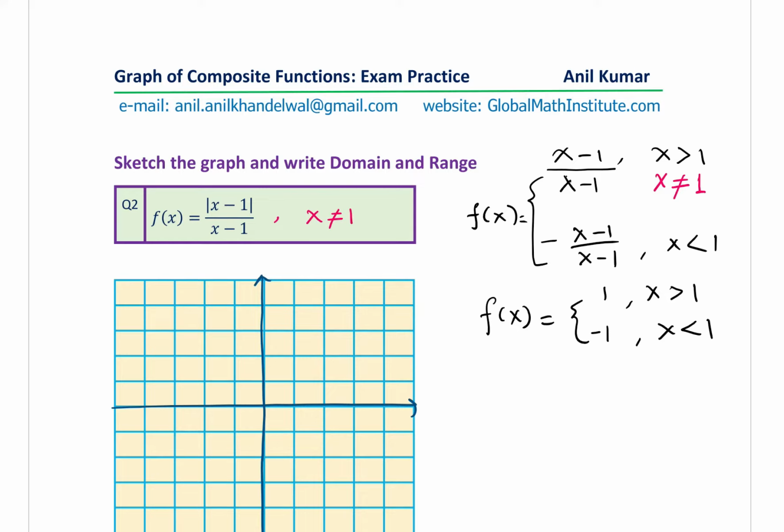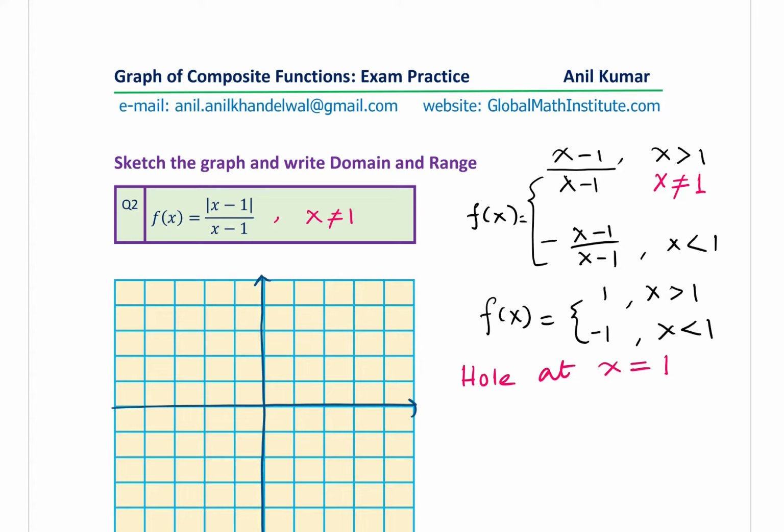Now what happens at 1 then? Well, in this particular case, these values cancel, right? So when you get plus 1 and minus 1, since the factors are cancelling, we have a hole at x equals 1. Clearly, right? Now, when you sketch this particular graph, you have to keep this thing in mind.